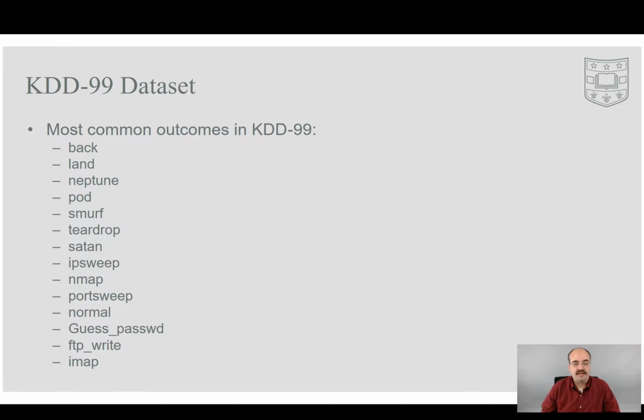The most common outcomes in KDD-99, these are really a variety of these. There's also normal, which is what most of them are. There's all these other attack types that are encoded into this data set that let you know that that transaction was actually an attack.